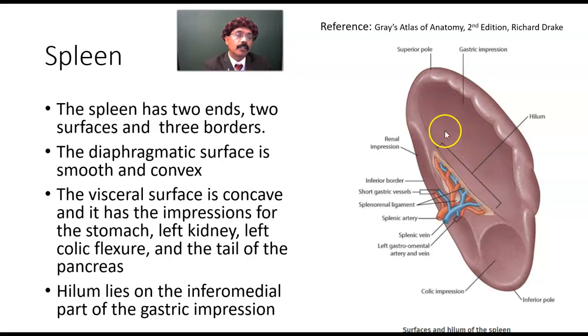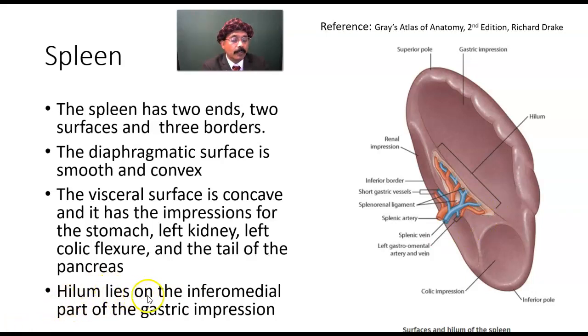Here this is the gastric impression. It is related to the fundus of the stomach. Here is the colic impression, related to the left colic flexure, and this is the renal impression, related to the left kidney. This part is related to the pancreas, the tail of the pancreas.